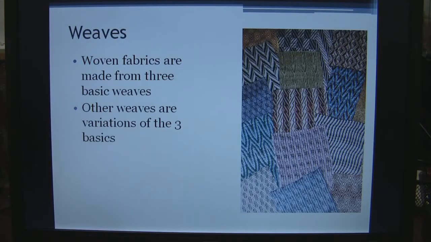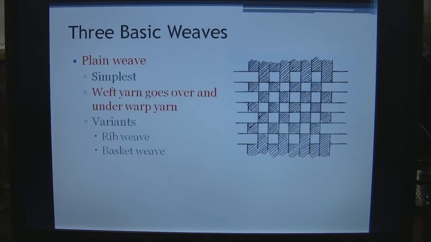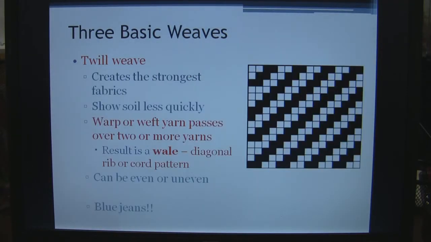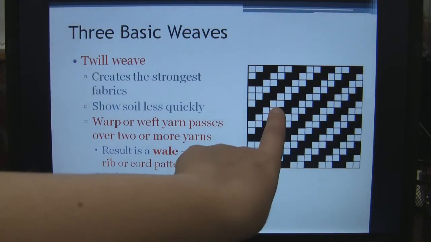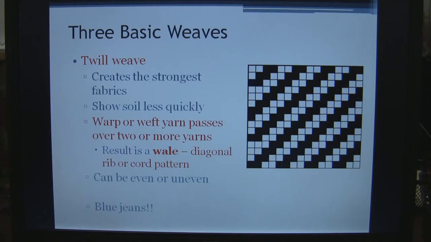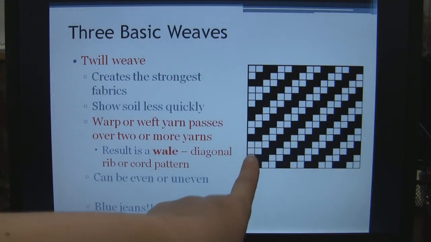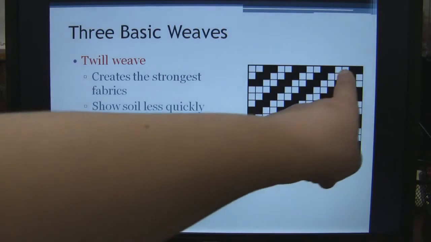And there are 3 basic types of weaves. The first weave is a plain weave. This is the simplest weave, and it basically creates a checkerboard pattern. The next type of weave is a twill weave, and you can see it goes over 2, under 2, and this produces a wale, which is a diagonal rib or a cord pattern, and you can see this in blue jeans. So if you take a really close look at your blue jeans, you'll see this diagonal pattern.